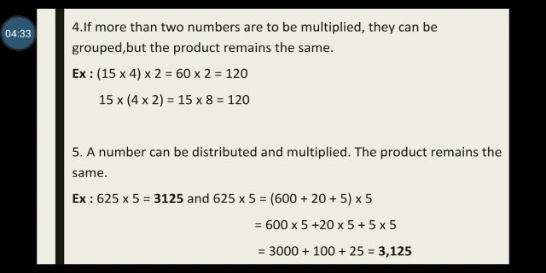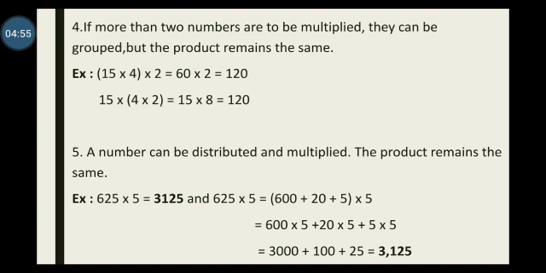If I group 15 and 4 first, I multiply 15 by 4. You can do it in the rough column, or if you have learned the tables, then you will know the answer that it is 60. And then you multiply the answer of the first two numbers' multiplication by the third number. You will get 120.